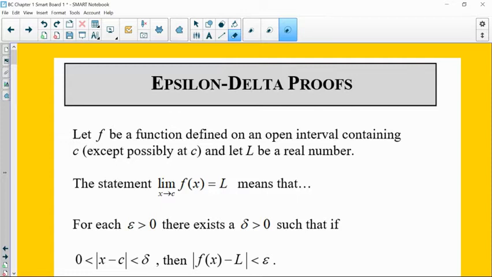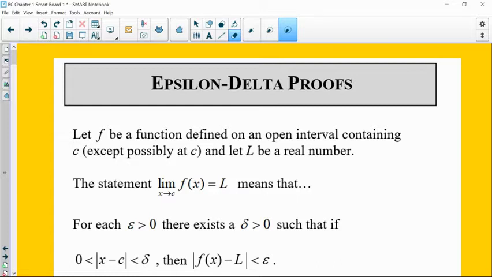limit exists. Okay, so I think there's a typo on my notes. This whole part, this except possibly at C, ignore that. So just say let f be a function defined in the open interval containing C, and let L be a real number. So if you are saying the limit as you approach that C value is equal to L, then you can say the following.